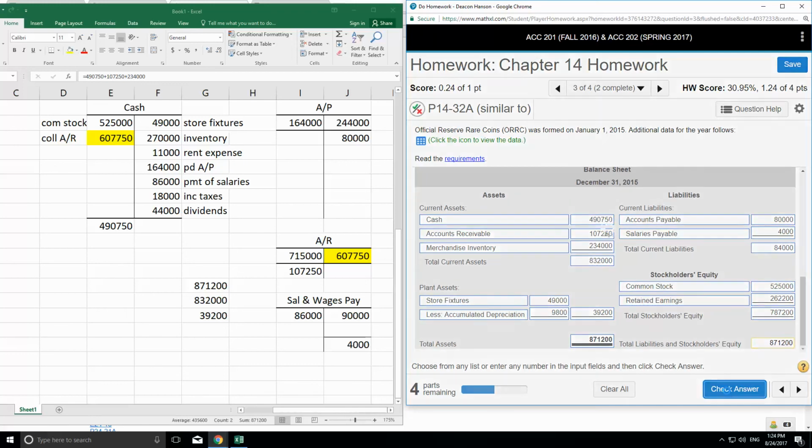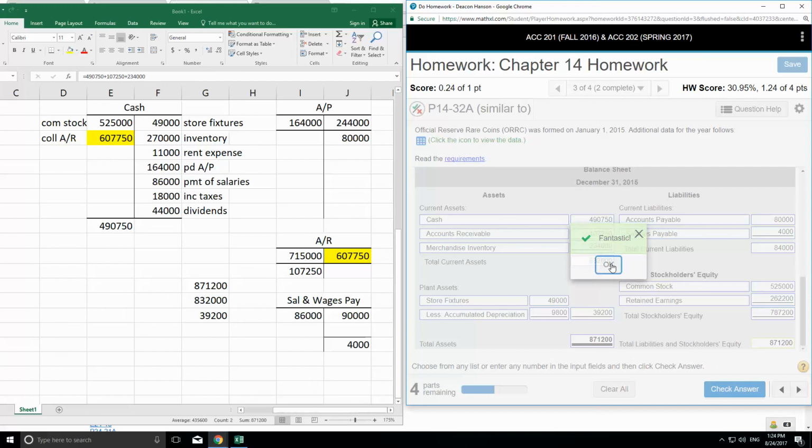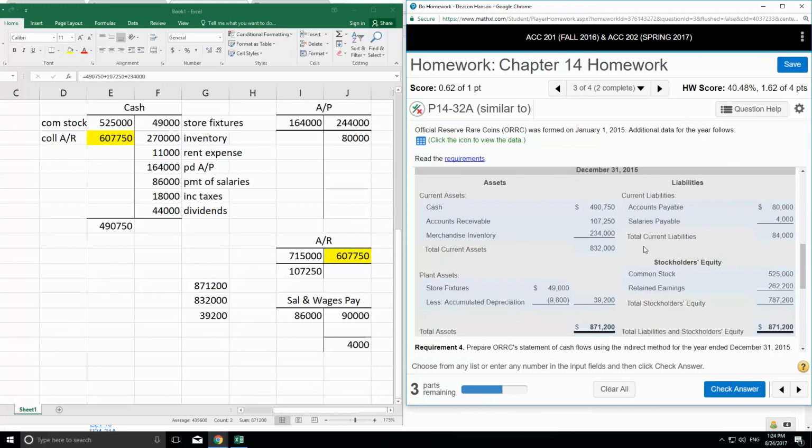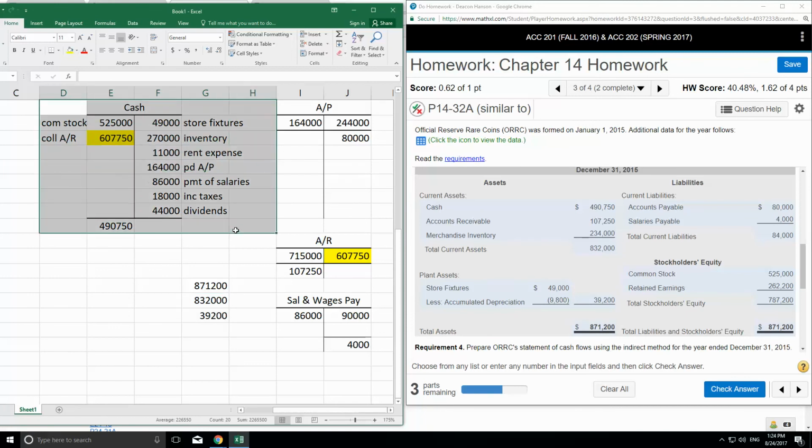Let's see how we did. Oh, we did well. We got it. So I guess with this problem, you probably want to have at least this cash T account running so you can get your cash balance, right? Okay.